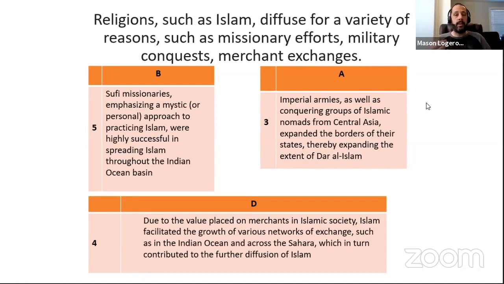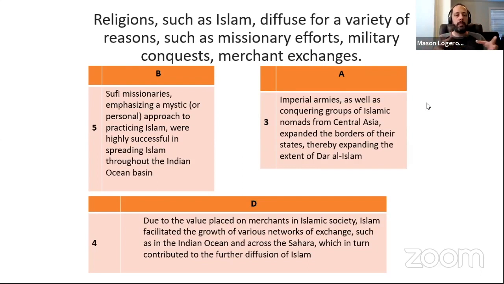But I want to take this one step further, and I want to think about how religions in general spread, not just Islam. If you look at religions through world history, these are really the three main ways that religion spreads. You've got missionaries preaching the new religion. You have military conquest, where you force the new people that you've conquered to convert to your religion. And then you see religion spread through trade routes as people are meeting with other people from different regions and convincing them to join this new religion.